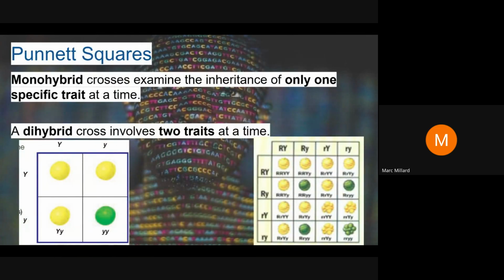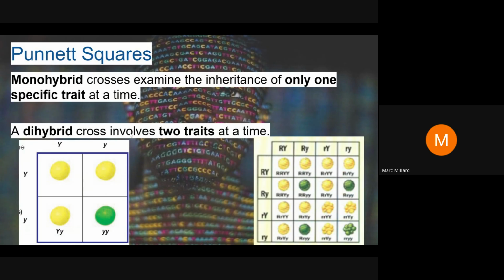There are two types of Punnett squares that we're going to be dealing with. The first is called a monohybrid cross, which means we're only examining the inheritance of only one trait at a time. Like in this first example here, you can see we're only using the letter Y, uppercase and lowercase, and that's to represent the color of the peas in the pea plant. So dominant is yellow and recessive is green.